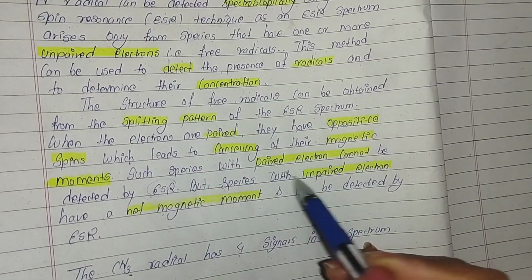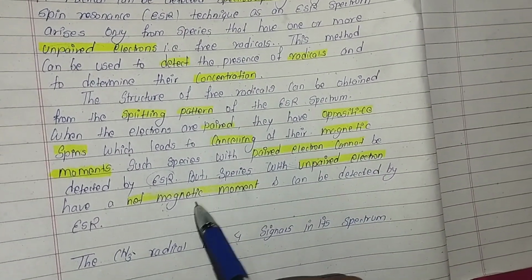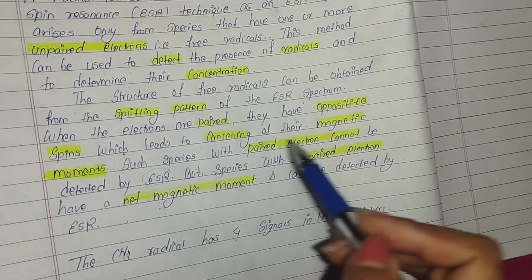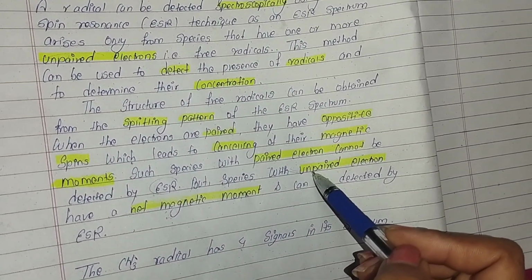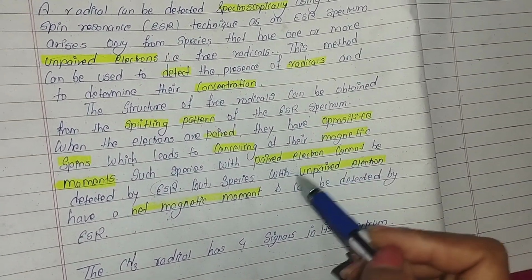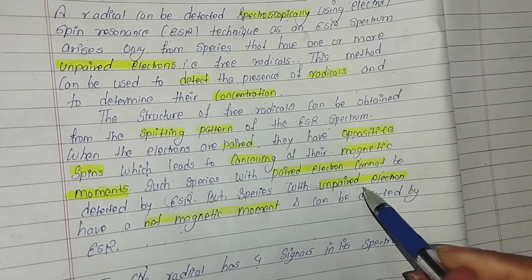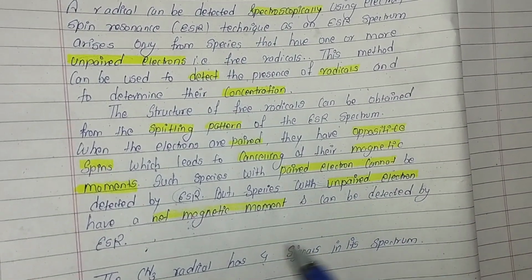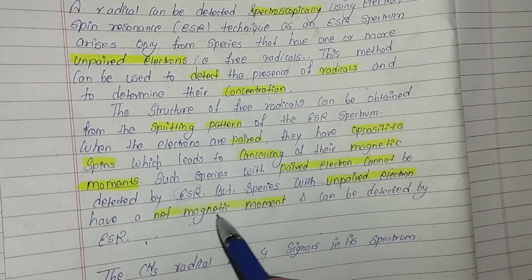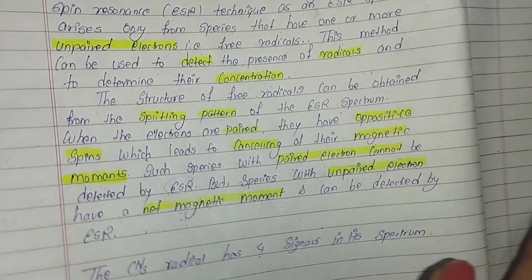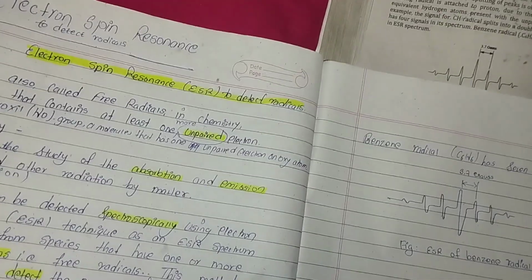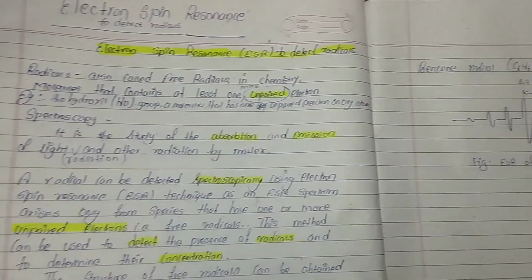Species with unpaired electrons, that is, free radicals, have a net magnetic moment and can be detected by ESR. So the main thing you need to know is paired and unpaired electrons. Keep it in mind: only unpaired electrons can be detected by ESR, because unpaired electrons have a net magnetic moment. The CH3 radical has four signals in its spectrum. This is the idea of electron spin resonance to detect radicals.